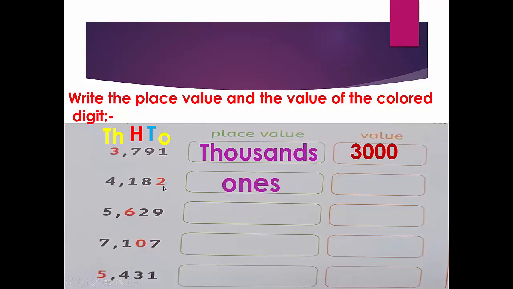If the number is in ones, I'll keep it as it is. The value of any number in ones, I'll keep it as it is. Why, teacher? Because ones don't give me any zeros.